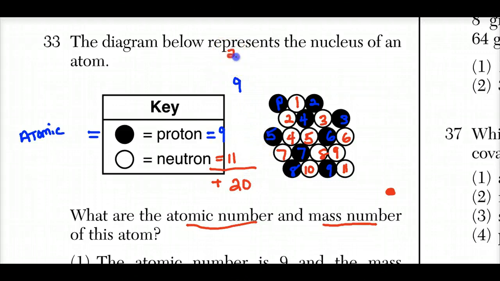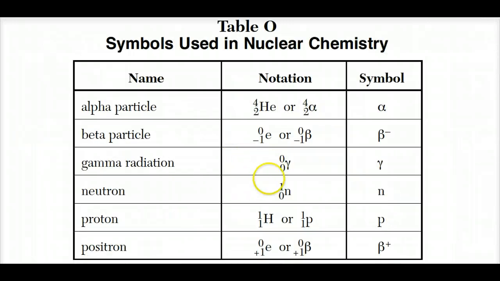Now you may say, Mr. Gratzky, how do you know that neutrons and protons have the same mass? If you forgot that, Table O is your friend. Let's go there. You should know that a neutron's top number, the mass number, is 1, and a proton has a top number, a mass, of 1. Notice the neutron has no charge. The bottom number is the charge number. Hydrogen has a +1 charge.